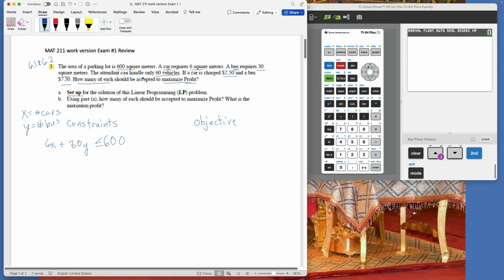We're told that the attendant can only handle 60 vehicles, whether it's a bus or a car. So that tells us that x plus y has to be less than or equal to 60, because we can't get more.